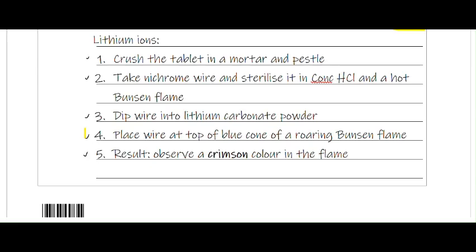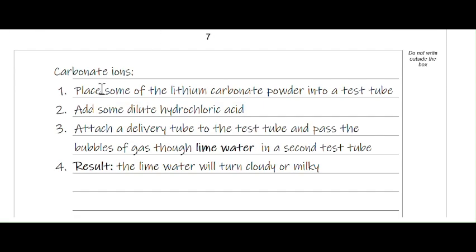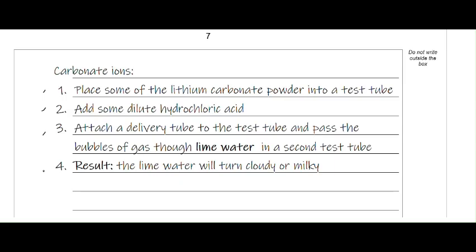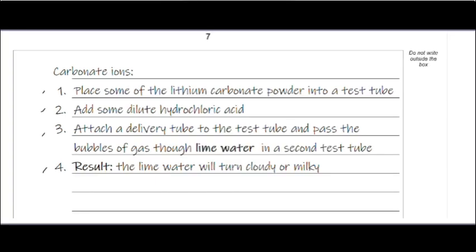For carbonate ions, place some of the lithium carbonate powder into a test tube, add some dilute hydrochloric acid, attach a tube and test tube and pass the bubbles of gas through some lime water in the second test tube. And the result is that the lime water will turn cloudy or milky, hence proving it's carbon dioxide and thus a carbonate. 6 marks.